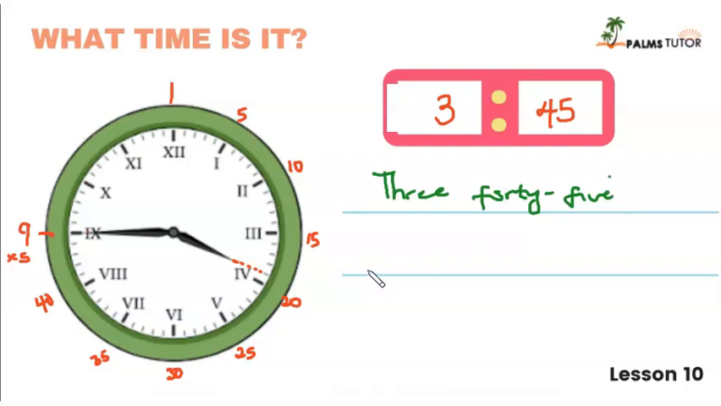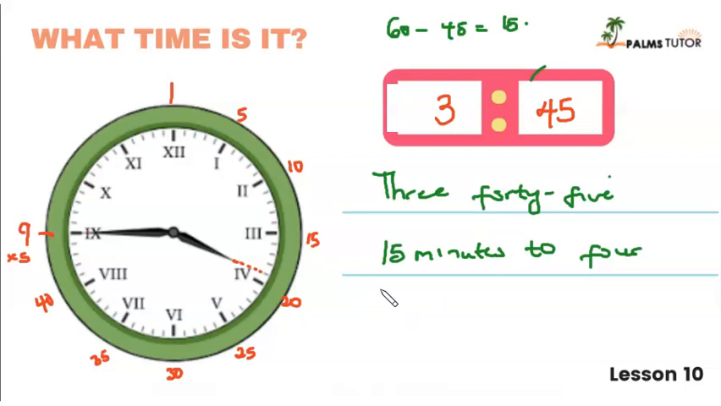Or say that now this 45 is more than 30, isn't it? So I want to know how many minutes to the 4, for it to get exactly on this 4. So we say 60 minus 45, and that gives us what? 15. So I can write this as 15 minutes to 4, or get more specific with the language and say a quarter, since 15 minutes is a quarter.